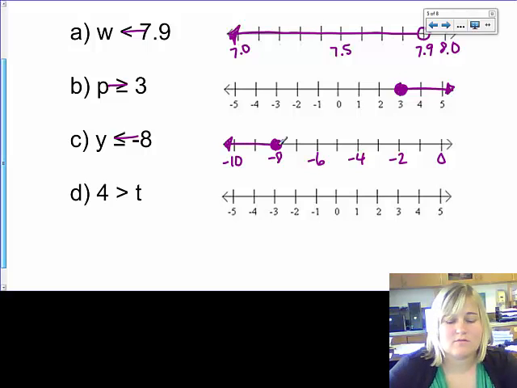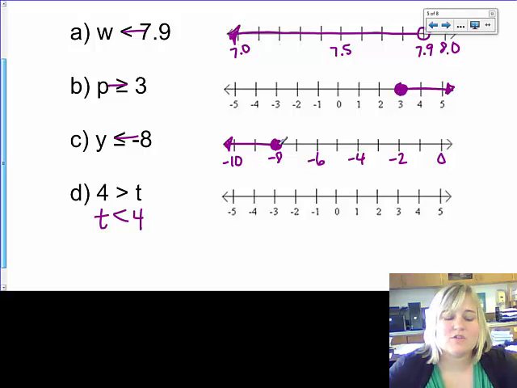Final answer. On D, this one is a little bit trickier because we don't have the variable on the left-hand side. So I'm going to start by putting it on the left-hand side. So I'm going to put T over here, which means 4 has to be over here. Now the key with this is whenever I flip these two, I also have to flip my sign. So instead of it being a greater than symbol, it's going to be a less than symbol, because now I can read it as T is less than 4 instead of 4 is greater than T, which both mean the same thing, but this is nicer for when we graph.